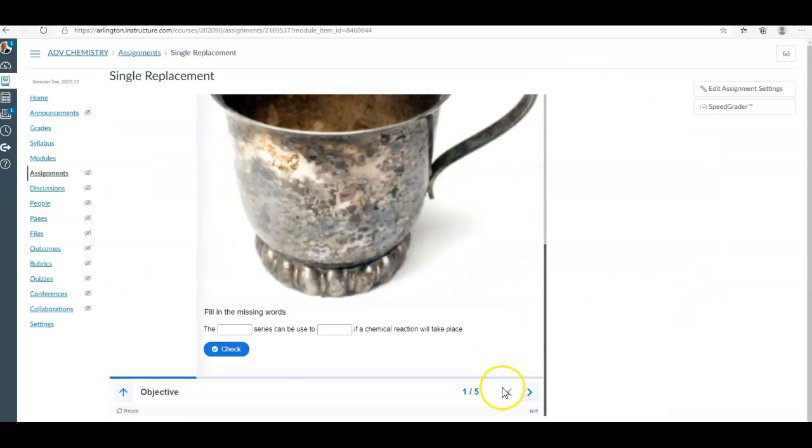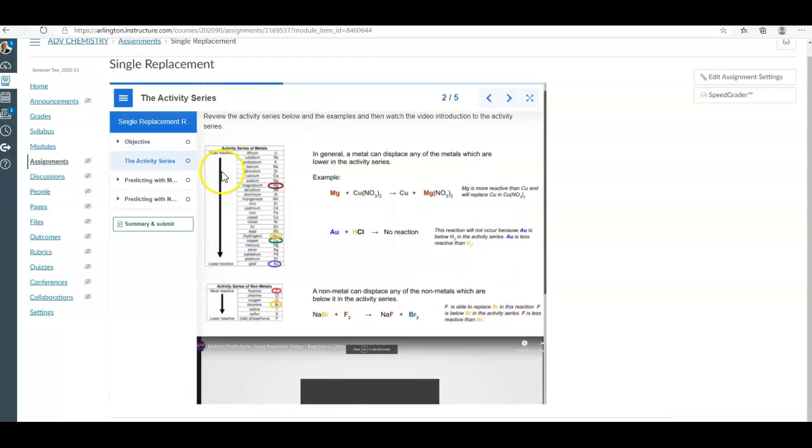If I go back to our screen and move on to the next screen, this is where you have the activity series. In the activity series here, elements are arranged in order of their reactivity. Here, lithium is the most reactive and gold is the least reactive.